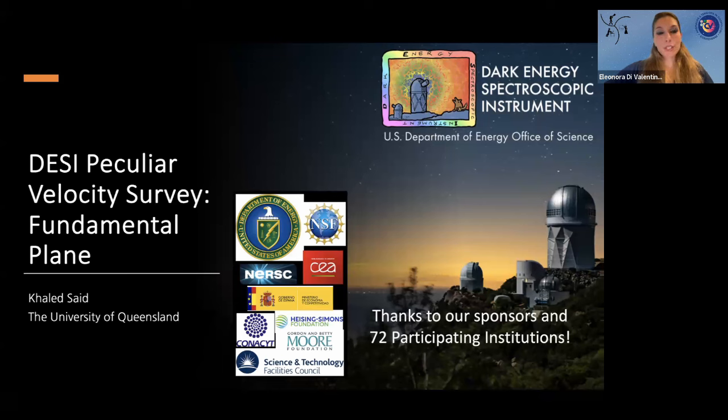Khaled completed his PhD in 2017 at University of Cape Town, working on peculiar flow fields in the zone of avoidance. After that, he was a postdoc at the Australian National University for 3 years, and then he moved to the University of Queensland, where he is currently a research fellow in cosmology and gravitational waves. Khaled has been working on large scale structure and cosmic flows. He measures peculiar velocity for galaxies, directly using distance indicators or indirectly using reconstruction techniques. Today, he will present the DESI peculiar velocity survey, fundamental plane. Khaled, please, you can start when you're ready.